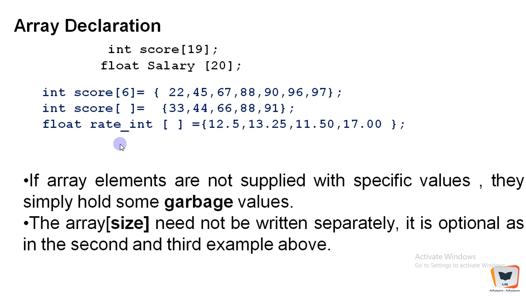There are 2 important points to be remembered as far as array declaration and array initialization are concerned. If array elements are not supplied with specific values, they simply hold some garbage values. Here, int score[19], nothing is filled over here. Therefore, all the 19 elements in their respective memory locations will contain some garbage values. And in the second and third examples, the array size need not be written separately. It is optional, as in the second and third examples above.